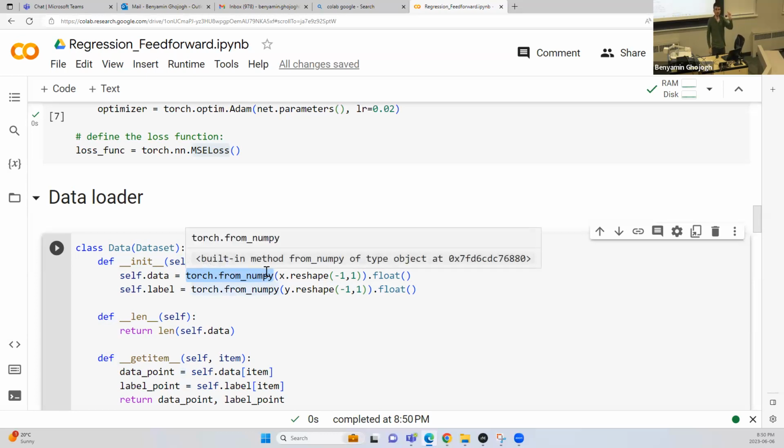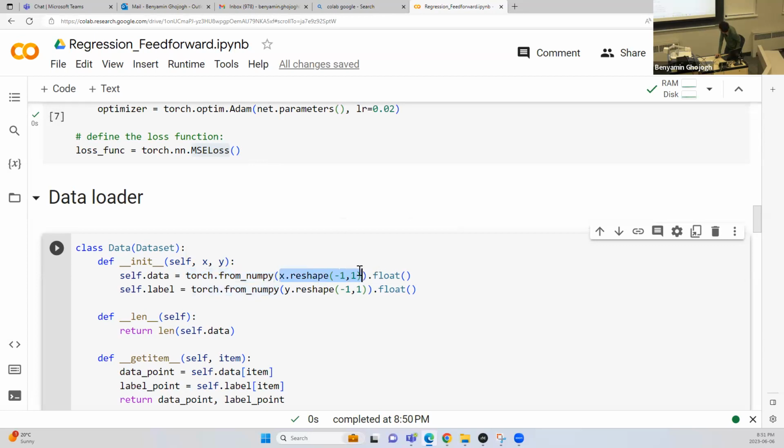Now in Python, for working with vectors and matrices we use numpy. Whenever you want to work with vectors and matrices, it is numpy. But if you have numpy, you need to convert it to torch to be able to use it in a PyTorch network. So for from_numpy, this input should be a numpy array, and it is. I'm assuming x is numpy, not torch, and I reshape it.